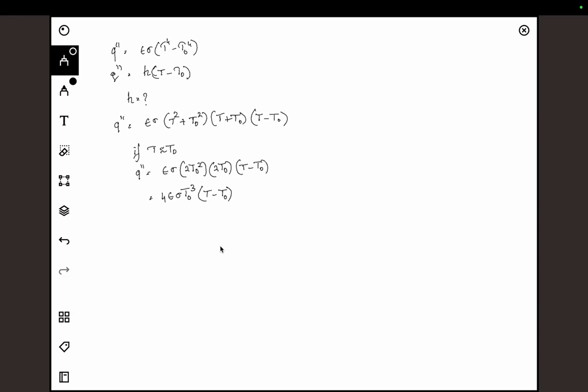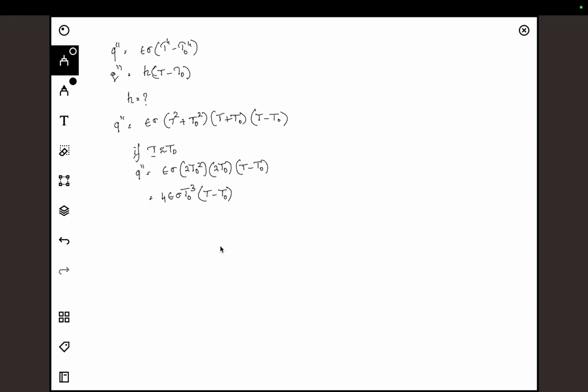You can just do an expansion that you're already familiar with. This is basically a squared, a to the power 4 minus b to the power 4. You can expand it into T squared plus T naught squared, times T plus T naught, times T minus T naught. When you multiply this, it will be T squared minus T naught squared, and then it will be T to the power 4 minus T naught to the power 4.